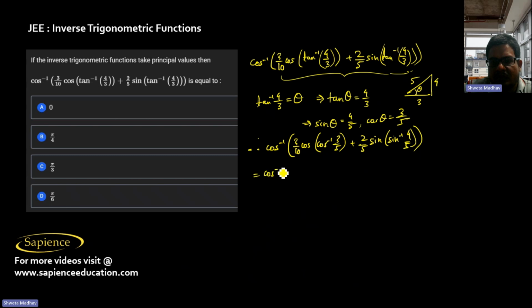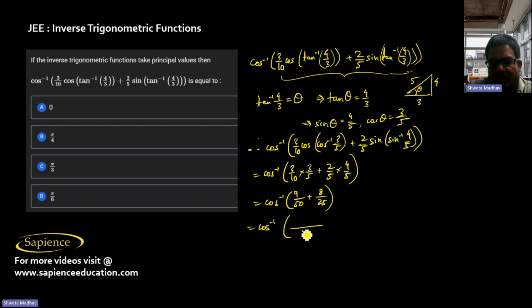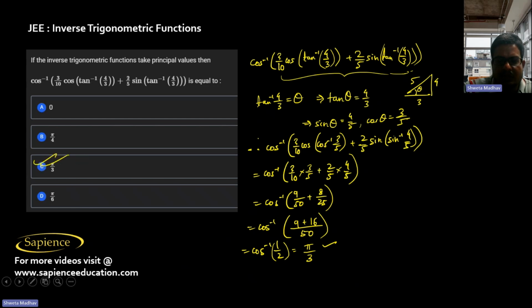So this is cos inverse of 3 by 10, cos of cos inverse, that will cancel. So it is 3 by 10 plus 2 by 5 into 4 by 5. So now this will be equal to cos inverse of 3 by 10 plus 8 by 25. The LCM is 50, and this is 15 plus 16, that is 31... So cos inverse of half, which is nothing but 60 degrees, that is pi by 3. Cos inverse of 1 by 2 is pi by 3. So option C is the correct answer.